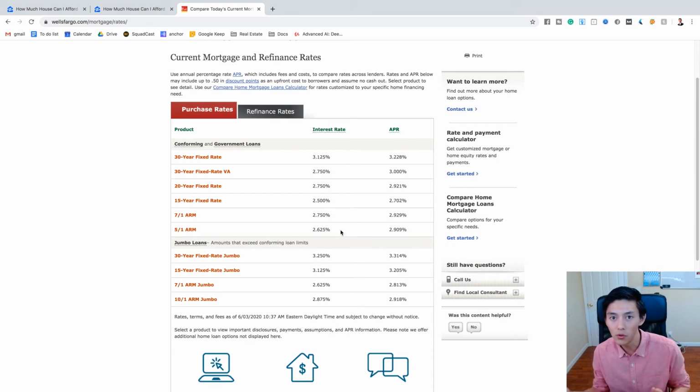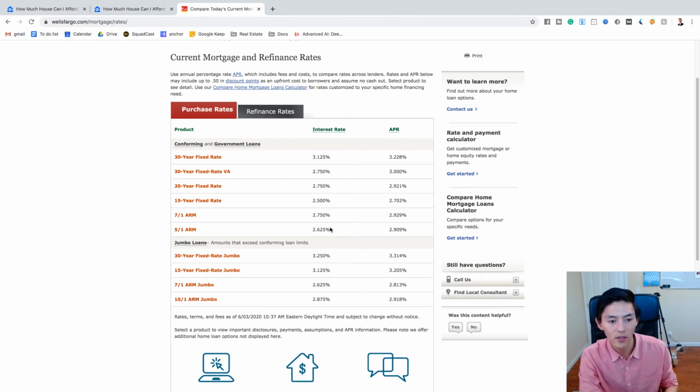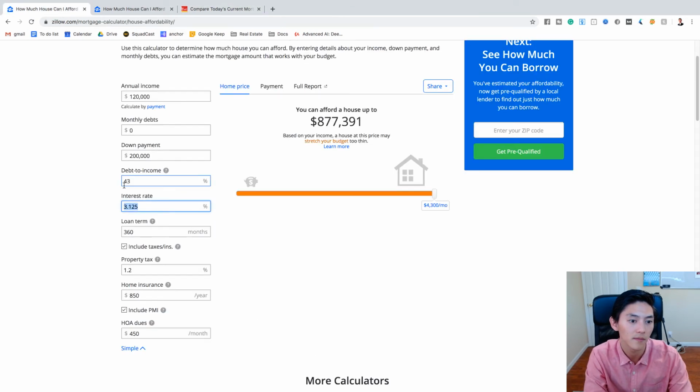And then if you're going to move, then you're going to have to get a new loan anyway. So it doesn't make sense to get a 30-year fixed rate. If you only plan on staying for 5 years, then use this number, 2.625. And let's see how this changes. Okay, not bad. You probably got about $40,000 more that you could buy because you're getting a lower interest rate.